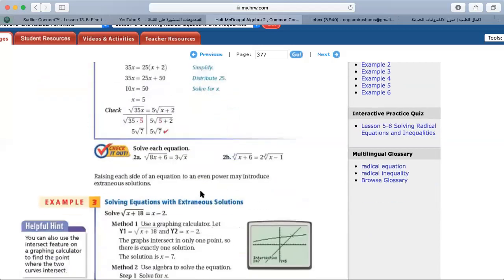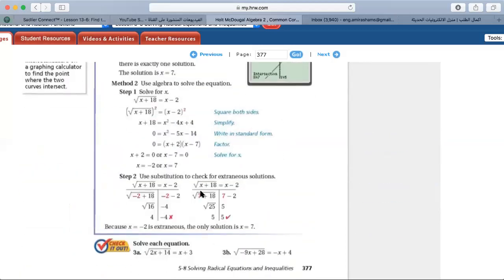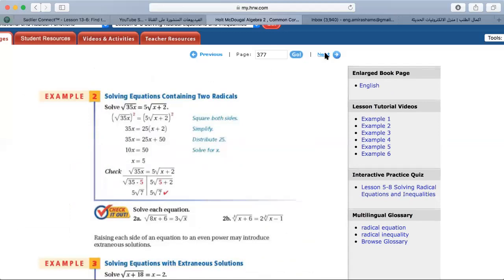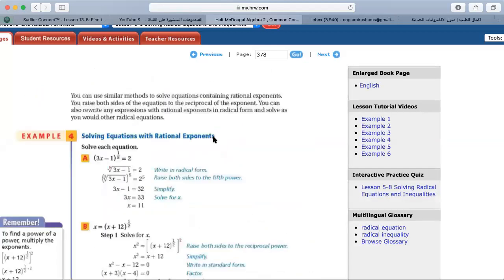Okay, going back to our book. Next page. Okay.